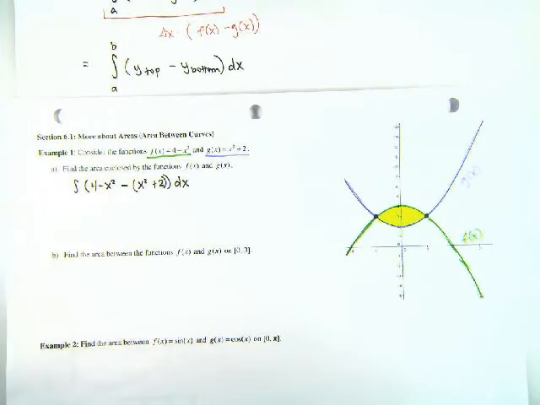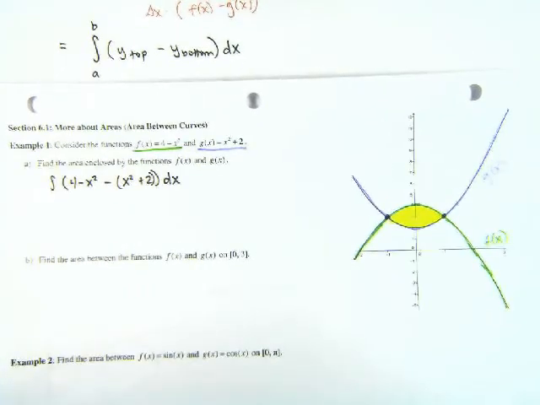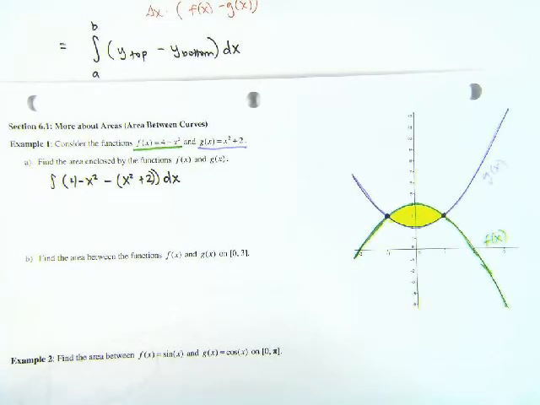Now, do I know for sure that these curves intersect at -1 and 1? It sure seems like it. Very close, but to make sure it's not like -1.005 and 1.02, right? To make sure it's not that, I should just double check.